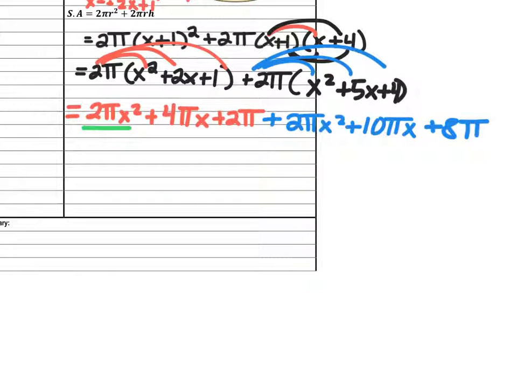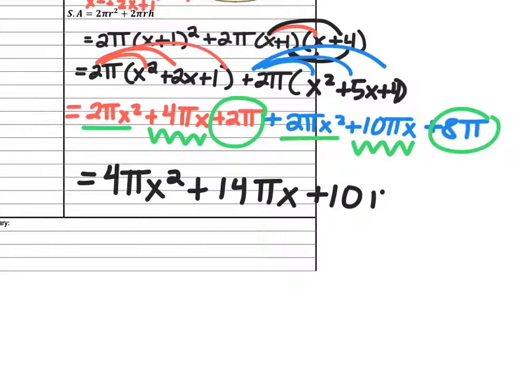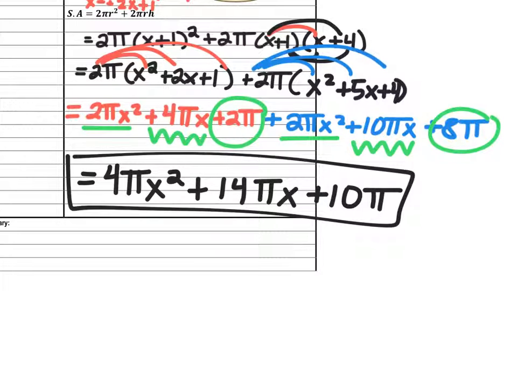2 pi x squared and the other 2 pi x squared are like terms because their variables look the exact same. So that would be 4 pi x squared. Then we got the x's, which would give me 14 pi x. And we have the 2 pi and 8 pi, which give me 10 pi. That is us leaving our answer in terms of pi. I know there's still x's in it, but that is okay.